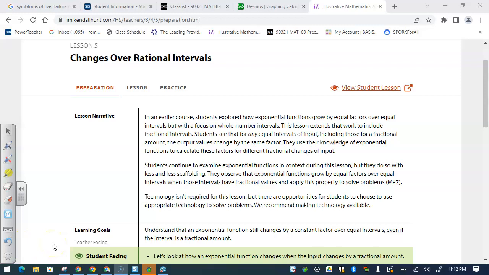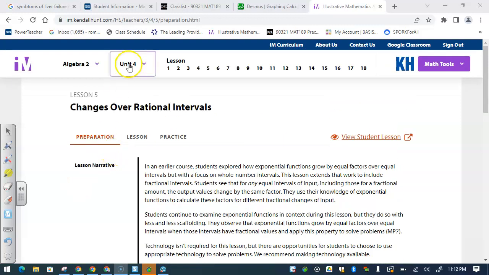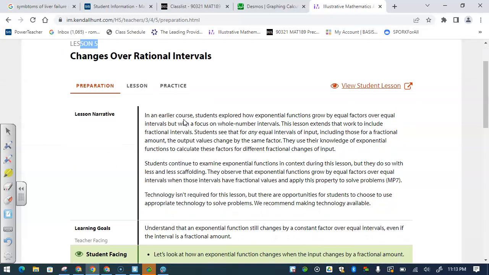Okay, hello students. This is Unit 4, Algebra 2, Lesson 5. So, what is Lesson 5? It's about changes over rational intervals.